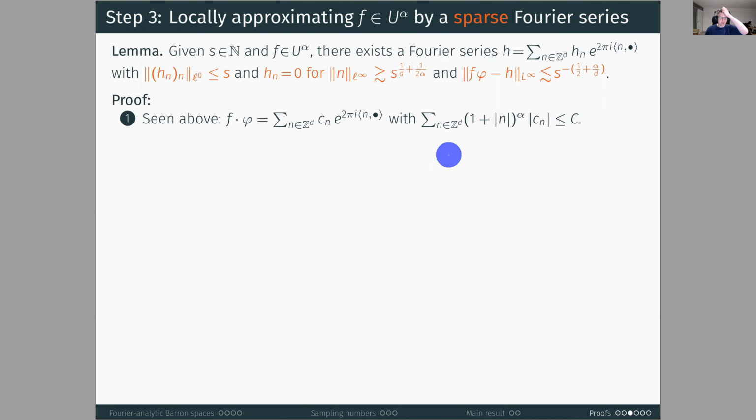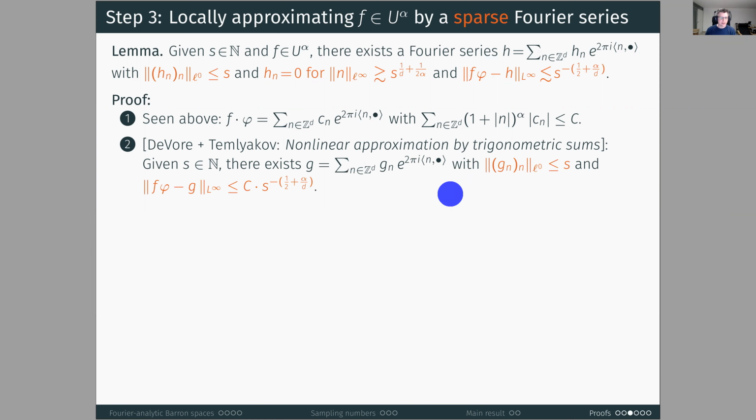So how do you do this? From the previous slide, we know that we can expand f times phi into such a Fourier series here, where the coefficients are summable against this weight. Okay. And now we basically want to truncate this, but it's not quite so easy. But there's a very nice result by DeVore and Temlyakov, which says the following. If you have such a function here, so if the Fourier coefficients are summable in this sense here, then given any sparsity level S, you can approximate this function, f times phi, by a Fourier series with only S non-zero coefficients up to L infinity error C times S to the minus 1/2 plus alpha over d.